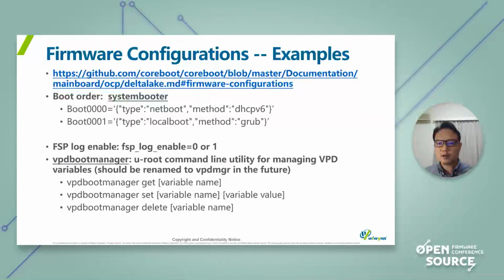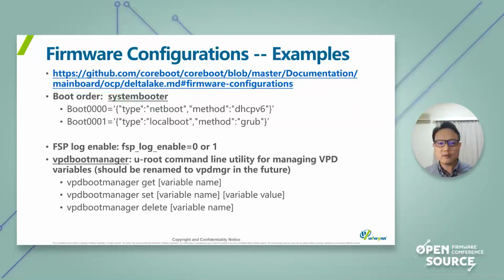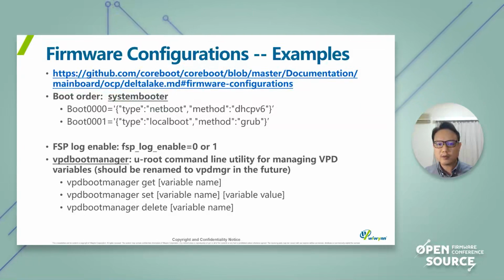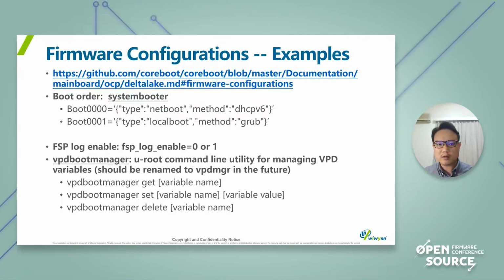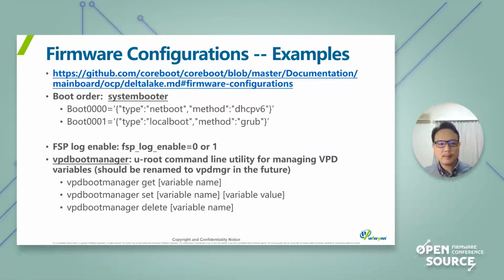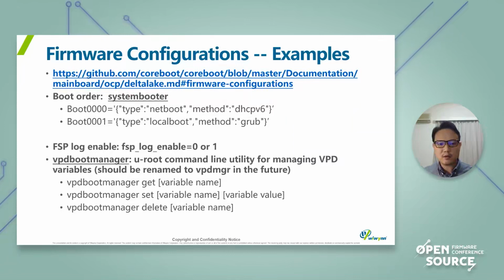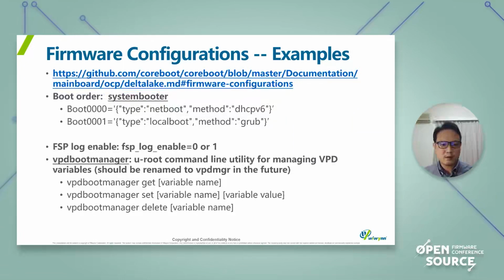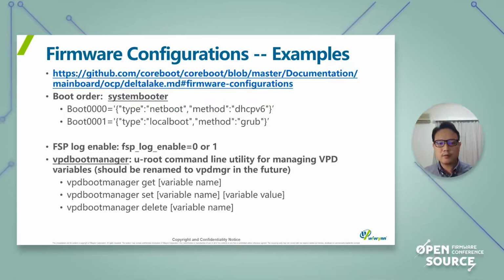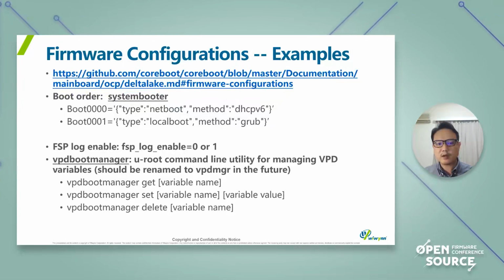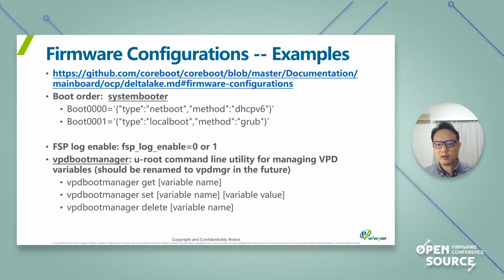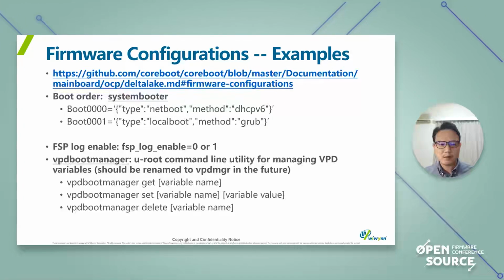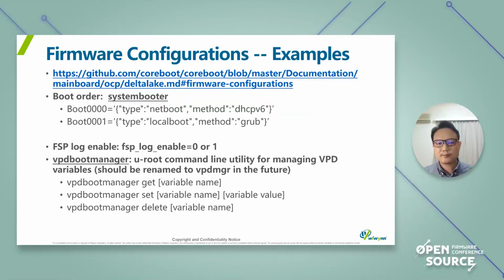Firmware configuration. Here are more examples. The first link is the coreboot page for Delta Lake firmware configurations. The first example is boot order. We use the system booter Euro package to describe boot interfaces. The first VPD variable, boot 000, is set to the value netboot using method DHCP IPv6. The next boot order is set to local boot using grub.